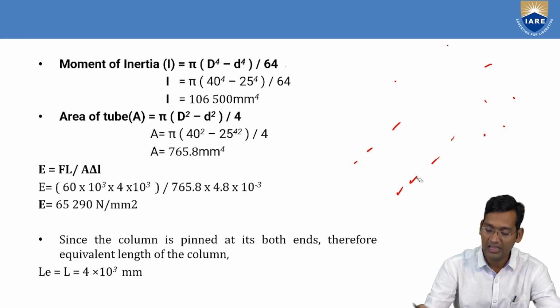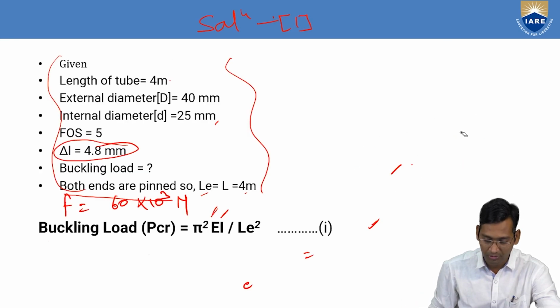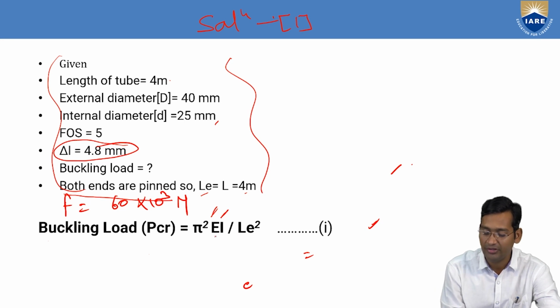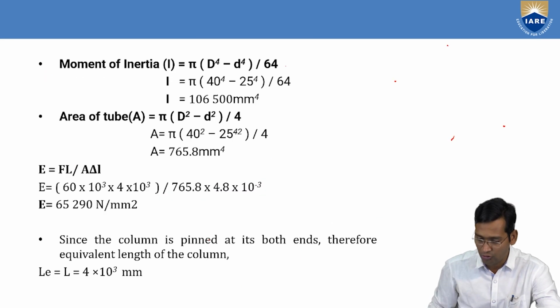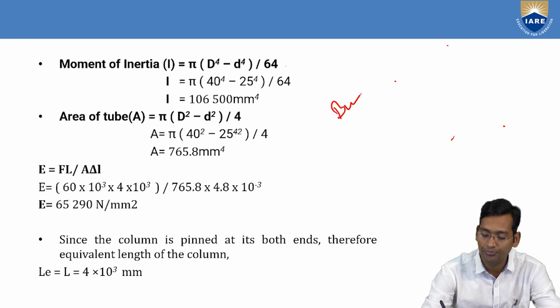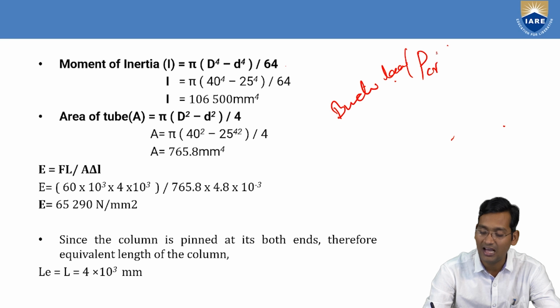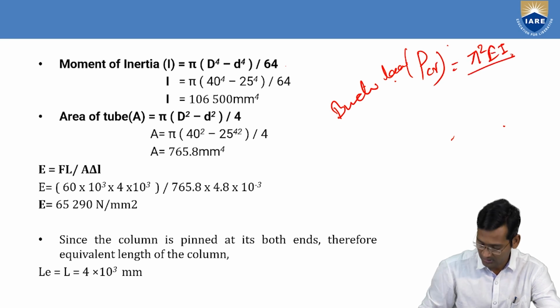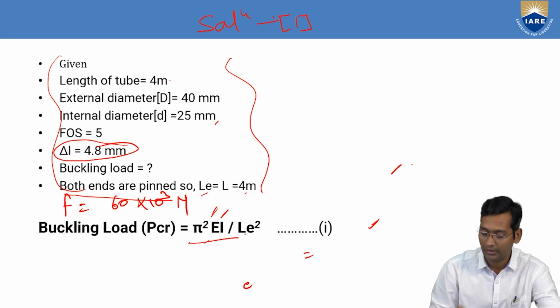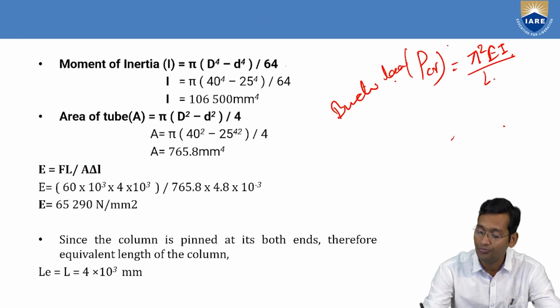Now that we have the value of E, come to the previous equation, pi square EI by LE square. The buckling load, or PCR, equals pi square EI upon LE square. But here LE is L, so pi square EI upon L square.